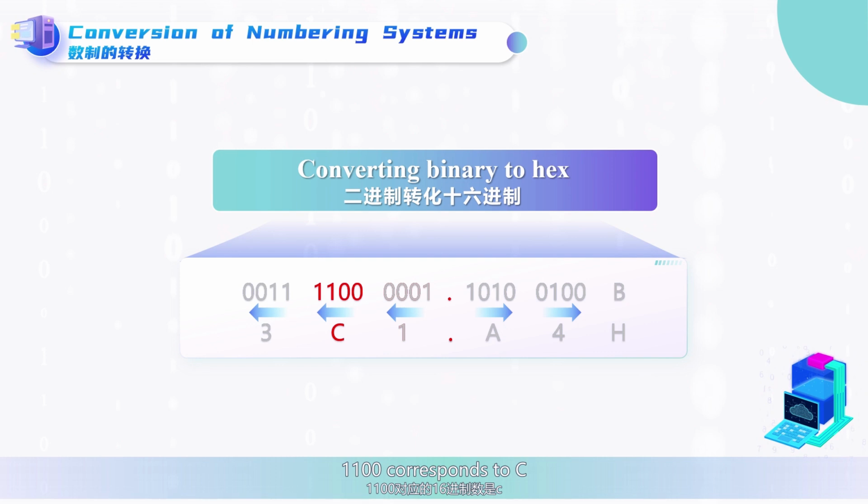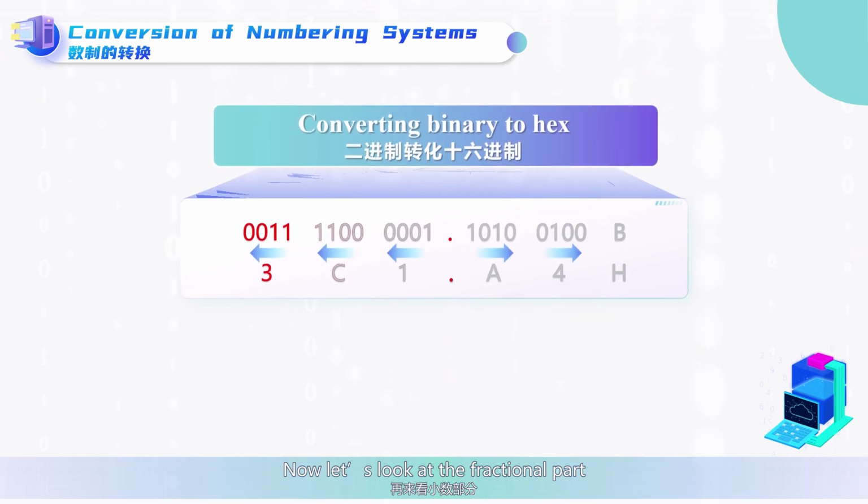11100 corresponds to C, and 0011 corresponds to 3. This completes the conversion of the integer part. Now, let's look at the fractional part.